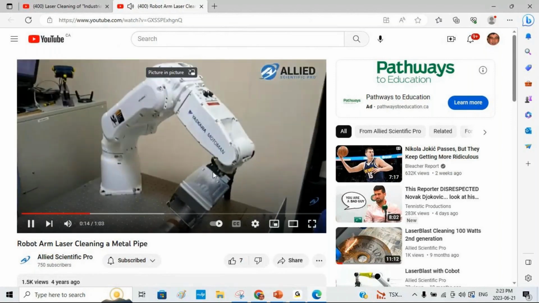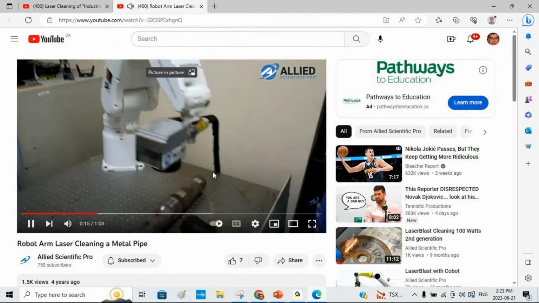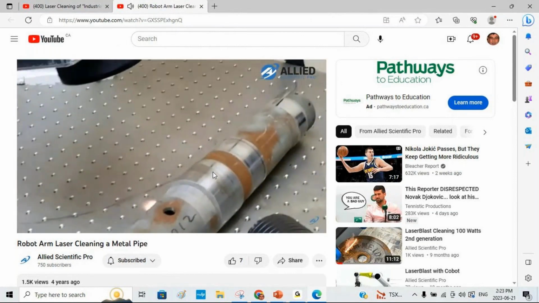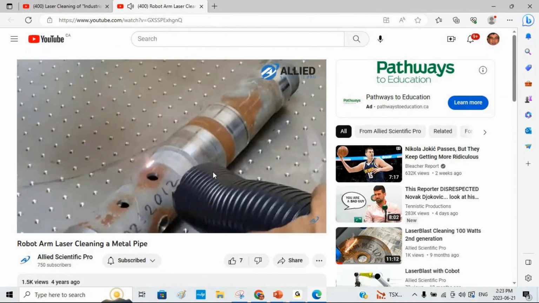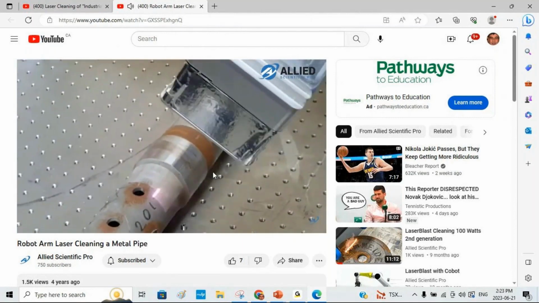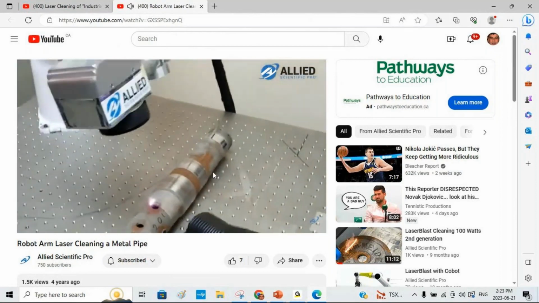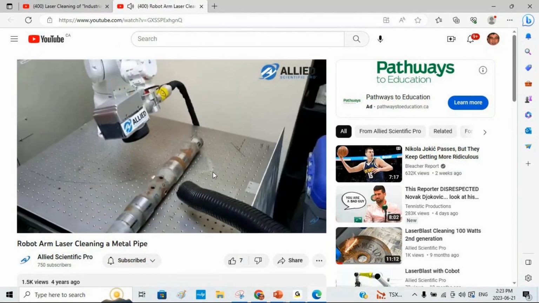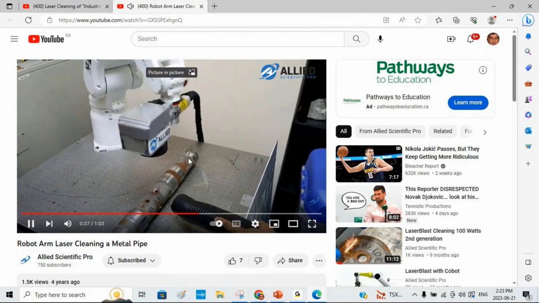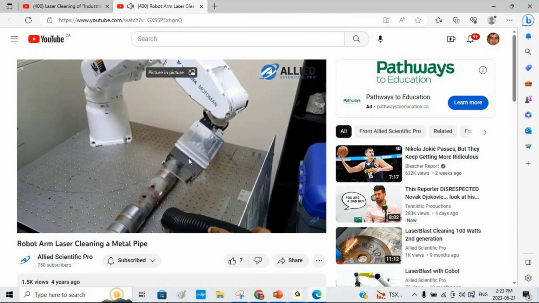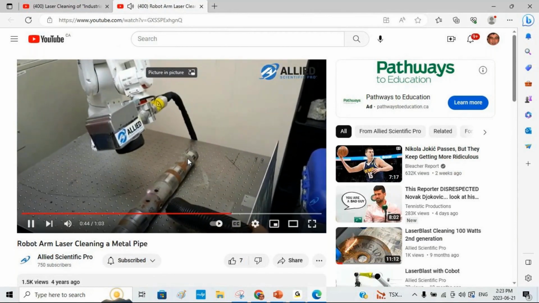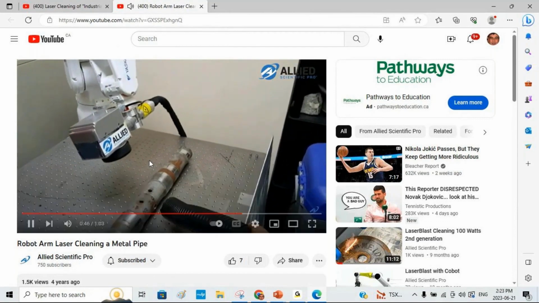Sorry about that. Yes, here is a robotic cleaning of a pipe from the rust. So you can see that the robot is holding the laser head, the 100-watt laser head, at the focal distance, so it's not moving.